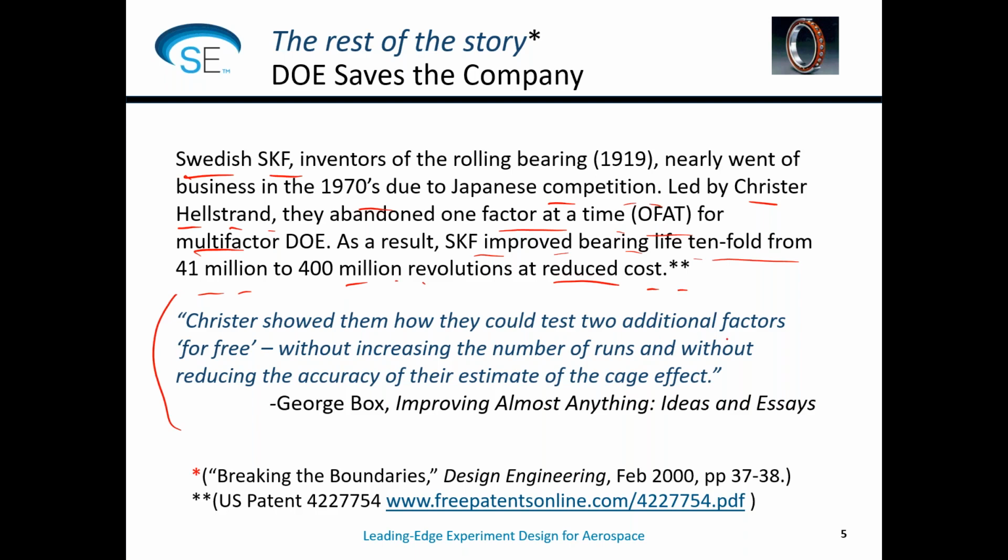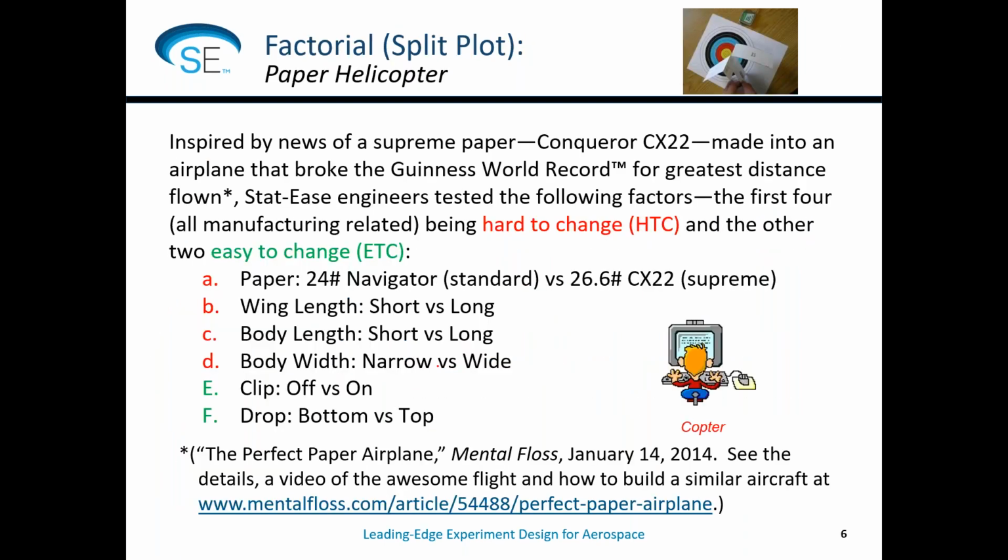Christer showed them how they could test 2 additional factors for free, basically, because with the multi-factor approach, you can get more and more factors in within the same number of runs and maintain the same power. And that's what they did, and it worked. And there's a couple of references here that I got this from. Again, you'll have a chance to go back and pick up those slides, and then you can follow the links.